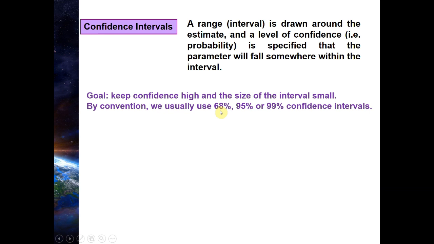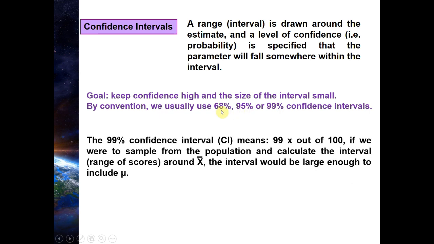Now, there are 3 commonly used confidence intervals: 68, 95, and 99. That's not to say you couldn't have a 97% confidence interval or a 72% confidence interval, but then everybody would look at you weird. All right? So these are the ones that are the most common. Now, let's look at what a 99% confidence interval would say.